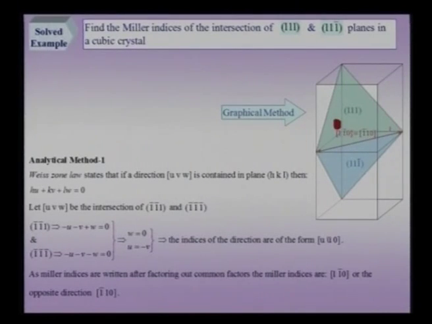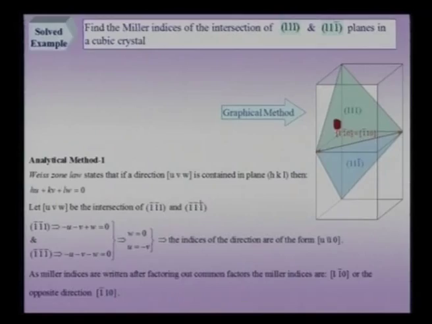All these questions can be answered when I use a graphical method. So always a multiple method of solution not only makes sure that you have solved the problem correctly, but also helps you in understanding the importance of these planes and these directions with respect to the crystal. Every crystal has some planes and some directions, and among these, some are perpendicular to each other and some are not.